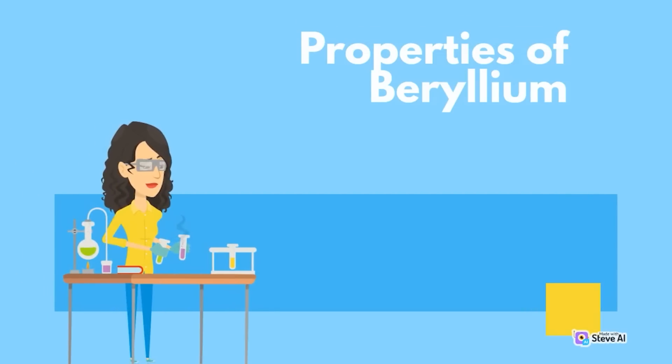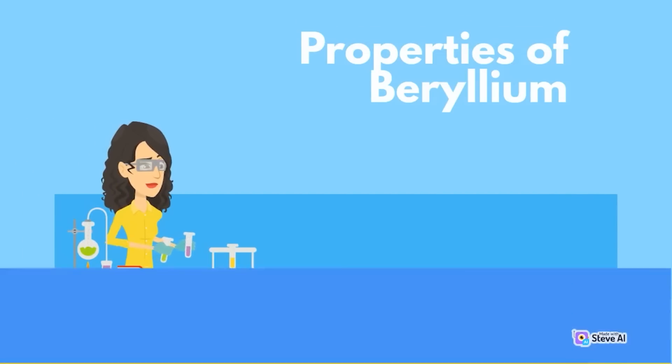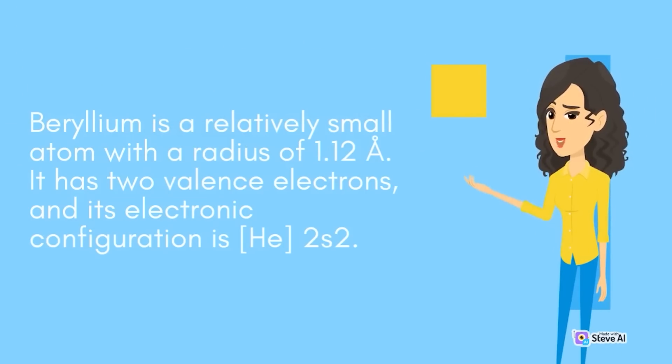Properties of beryllium. Beryllium is a relatively small atom with a radius of 1.12 angstroms. It has 2 valence electrons, and its electronic configuration is [He]2s2.